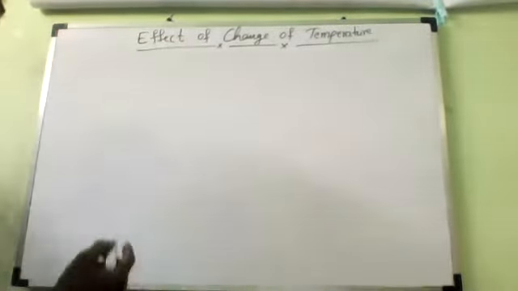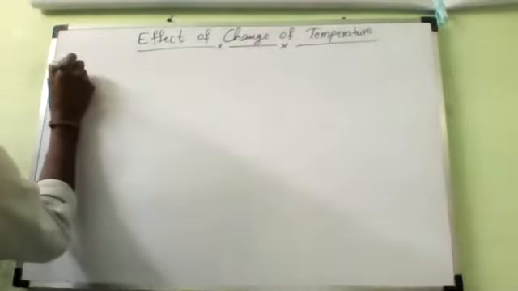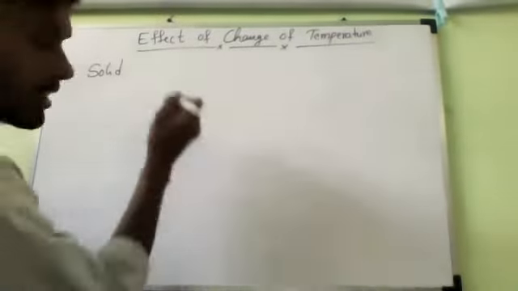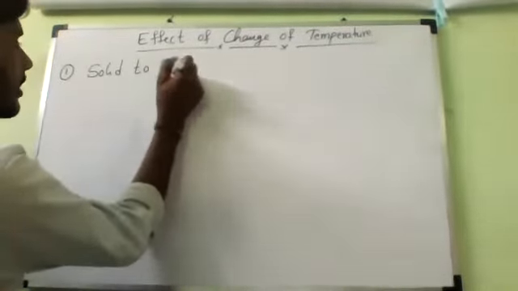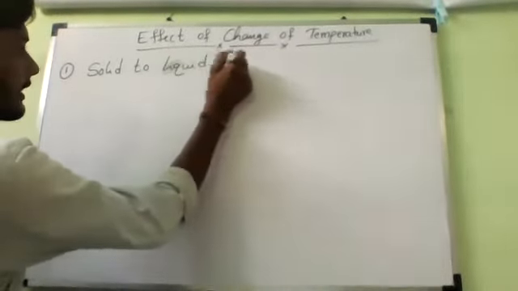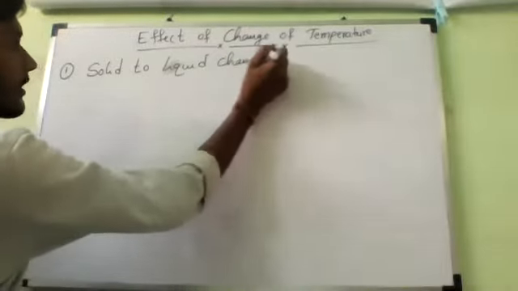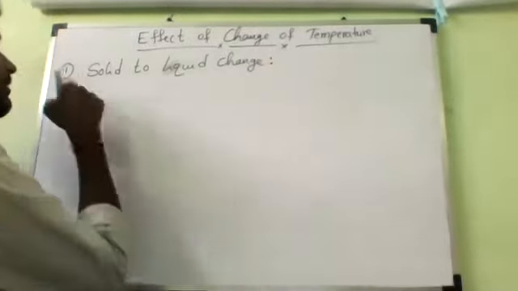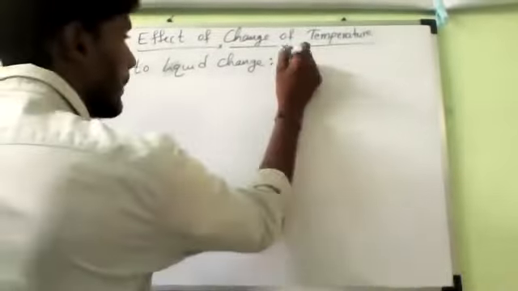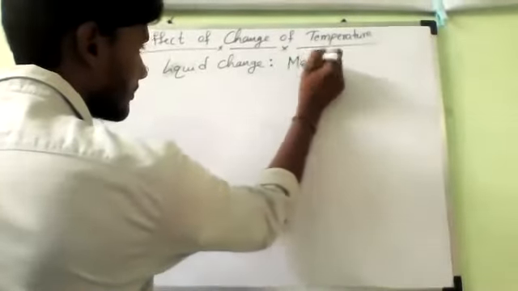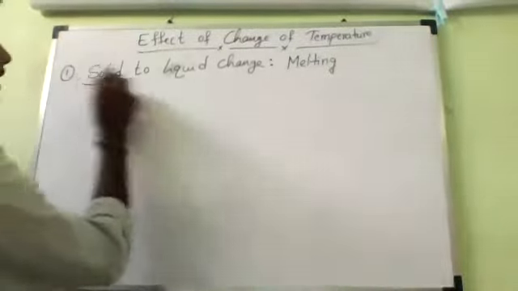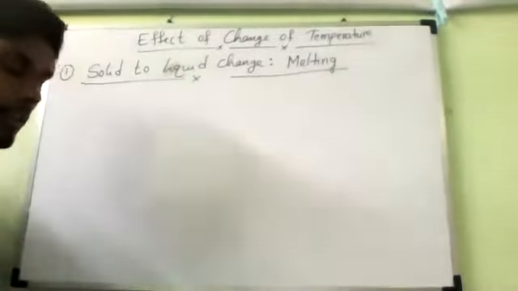All of you observe. The first process is converting solid to liquid. All of you keep the heading: solid to liquid change. So we have a name for this process. Whenever we are converting solid to liquid, it is called melting. All of you should note it down. Please keep this heading and let us go with that.